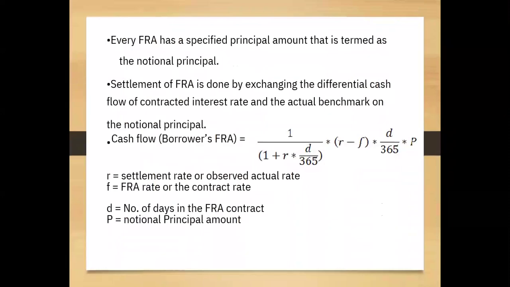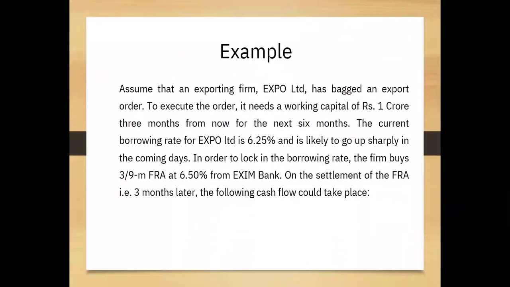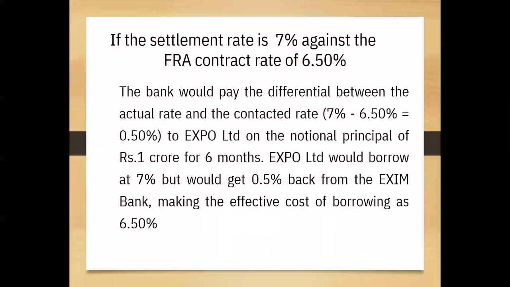Every forward rate agreement has a specified principal amount that is termed the notional principal amount. The parties exchange the differential cash flows between the contracted interest rate and the actual benchmark rate on the notional principal amount. This is the formula for the forward rate agreement. I have given an example here of how they are going to make the payment in the future.